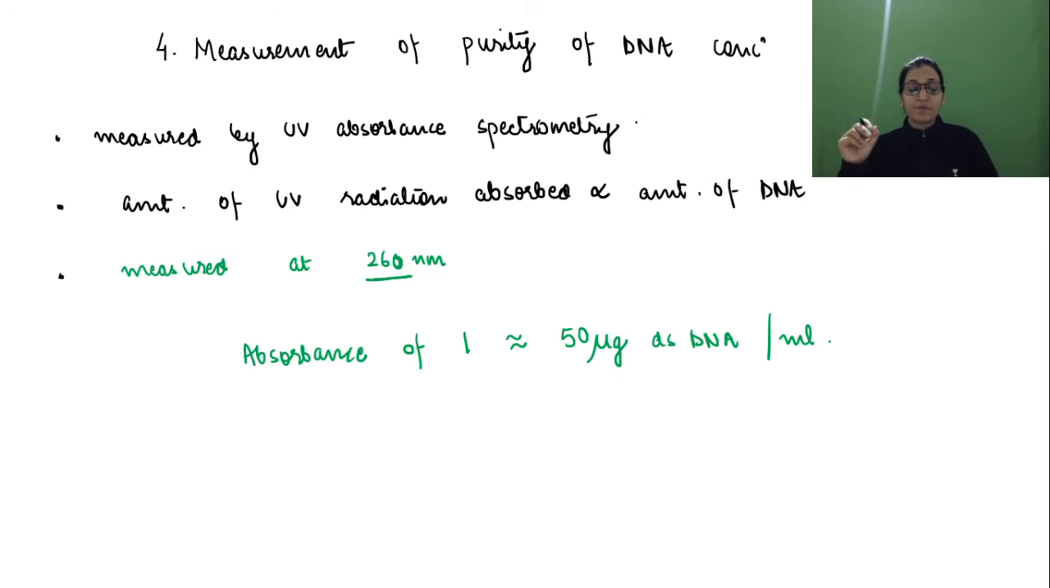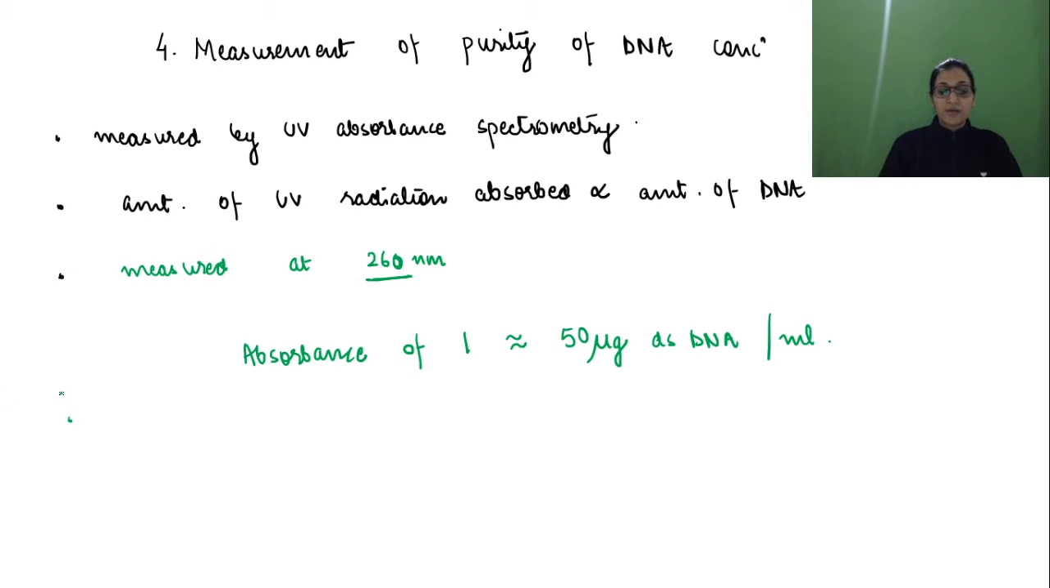With a pure sample of DNA, the ratio of absorbance at 260 nanometer and 280 nanometer is 1:8. This is also an important thing. A ratio of less than 1:8 indicates that the precipitation is contaminated either with protein or with phenol.